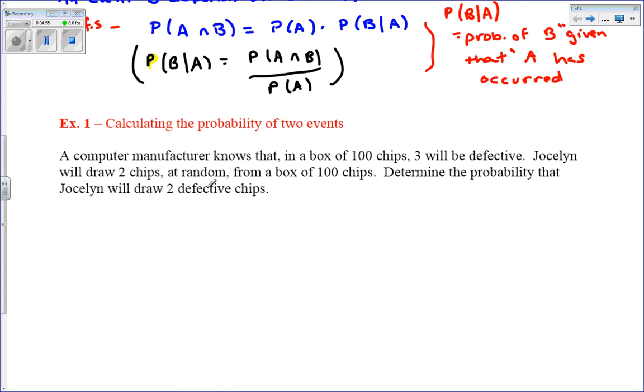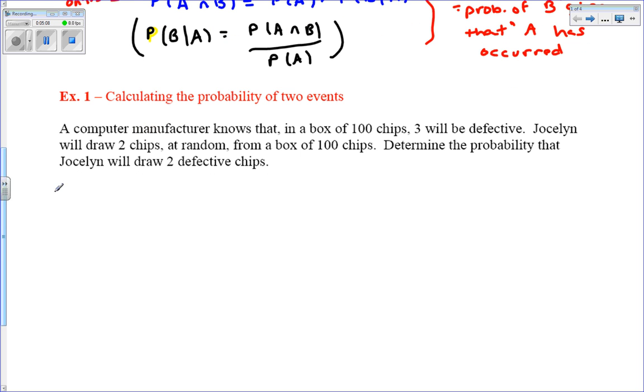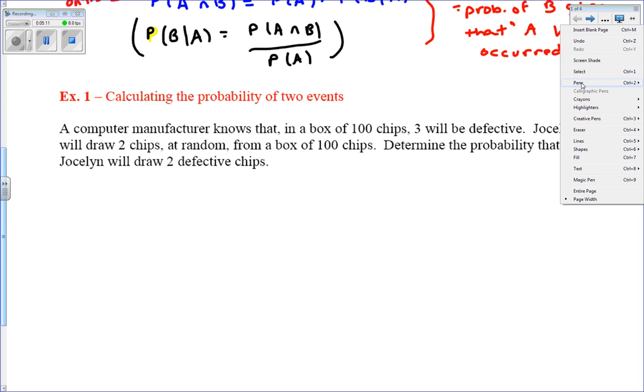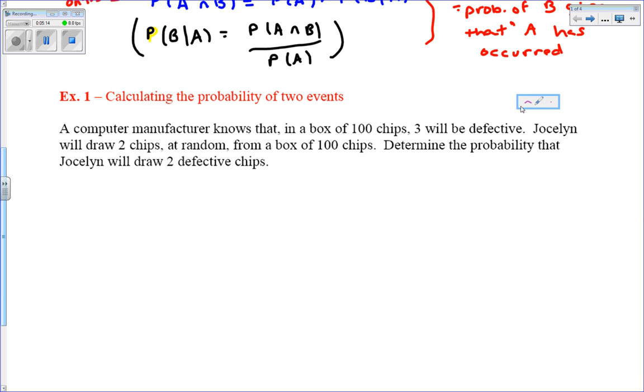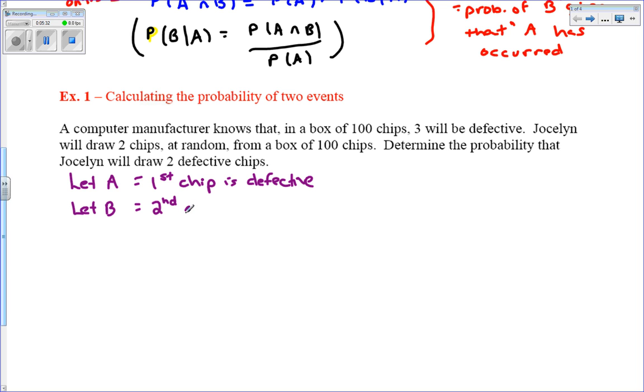A computer manufacturer knows that in a box of 100 chips, 3 will be defective. Jocelyn will draw 2 chips at random from a box of 100 chips. We want to determine the probability that she'll draw 2 defective chips. So we're going to let A equal the first chip is defective, and let B equal that the second chip is defective.